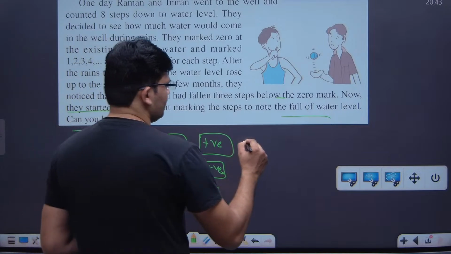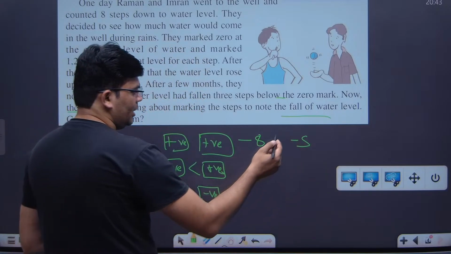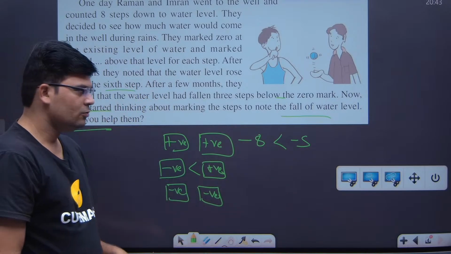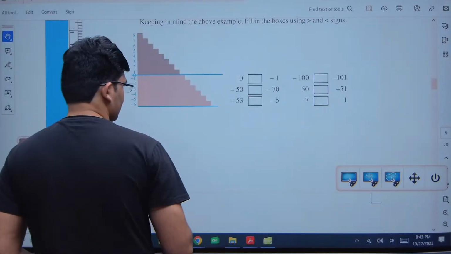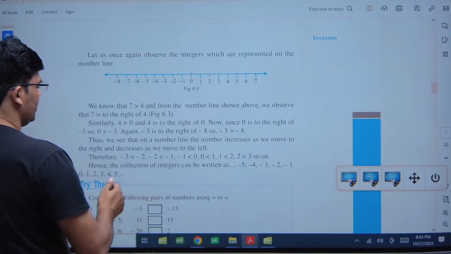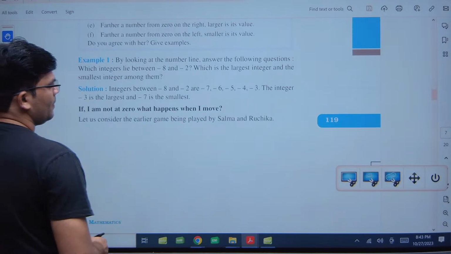Suppose I ask which number is greater, -8 or -5. So we know that -8 is smaller than -5. All right, you must be knowing this. Yes. Let us once again observe. Okay, so these you all know. Example.